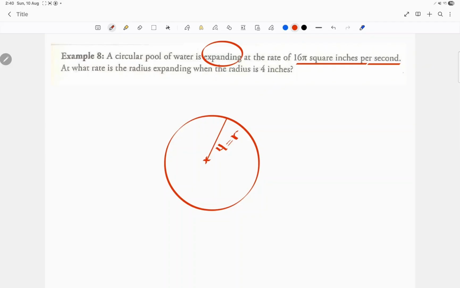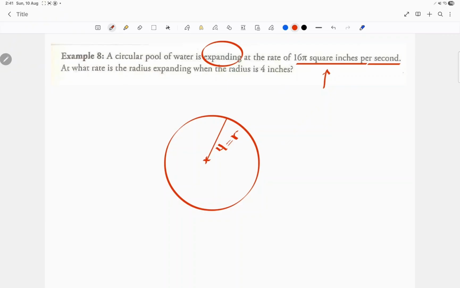Exactly. Maybe there's rain pouring into it. Not the pool, the pool is expanding. It's like, right now, if I have a small drop of water and I add water to it, it's going to become bigger, but that's the water, not the pool. Exactly. A circular pool of water. They don't mean pool as in a swimming pool. Oh, okay. So it's expanding at 16 pi square inches per second.